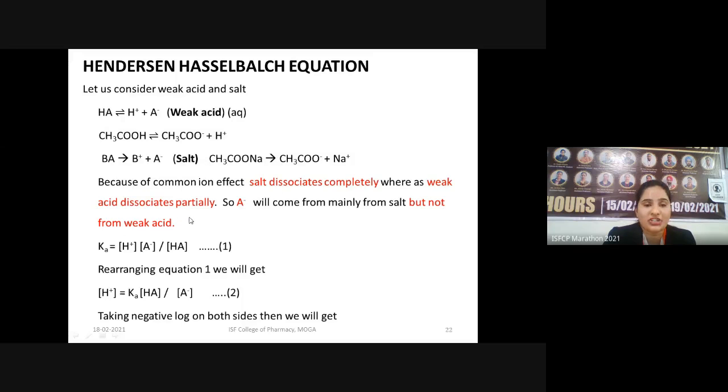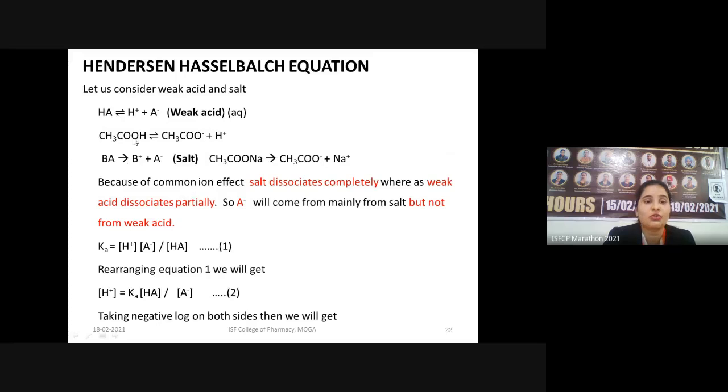So what is going to happen? Since we have a weak acid, its activity will be suppressed by the salt. The weak acid's activity will be suppressed by the salt because of the common ion effect. Same ion is being produced by two species. So the dissociation of acetic acid, since it is a weak acid, will be suppressed because of the common ion effect.